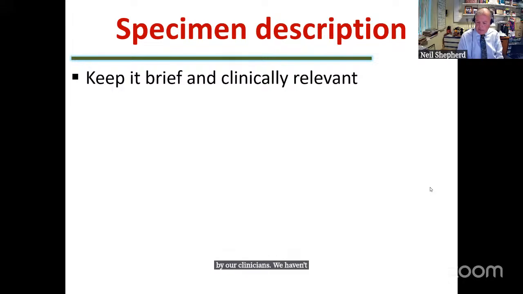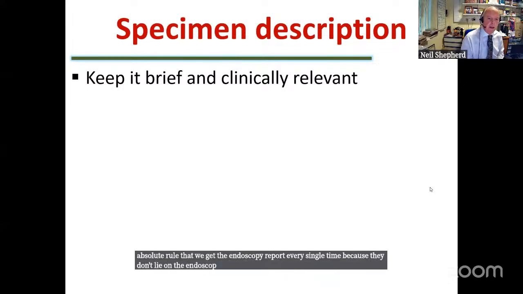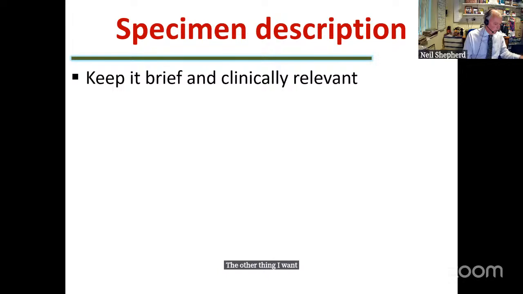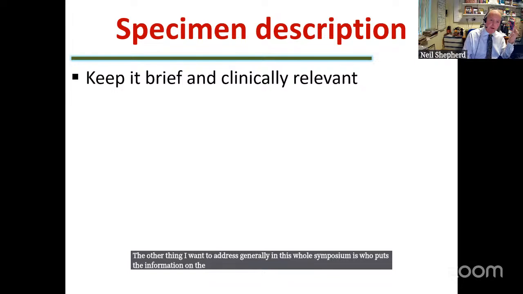We have an absolute rule that we get the endoscopy report every single time, because they don't lie on the endoscopy report. They lie on our request forms, our clinicians, but not on that report, because it's going to the GP, to the patient, and to other clinicians. The other thing I want to address generally in this whole symposium is who puts the information on the request form. And I'm afraid in too many departments in the UK, it's secretaries who do it. And you can clearly see that from just reading it. You know that they don't understand what's being said.